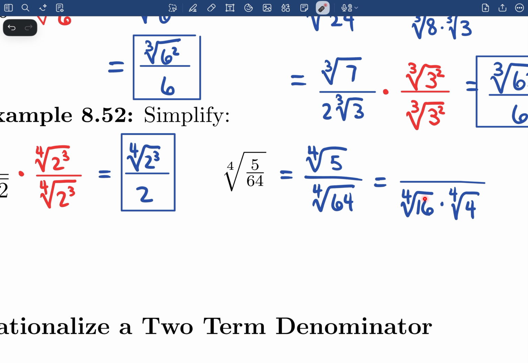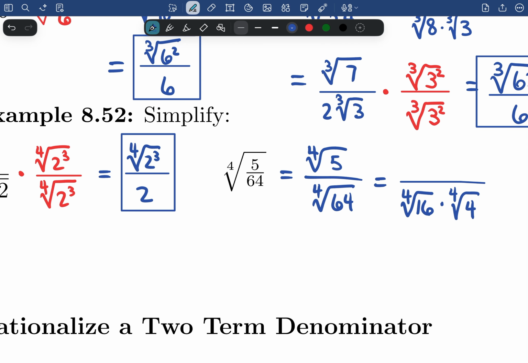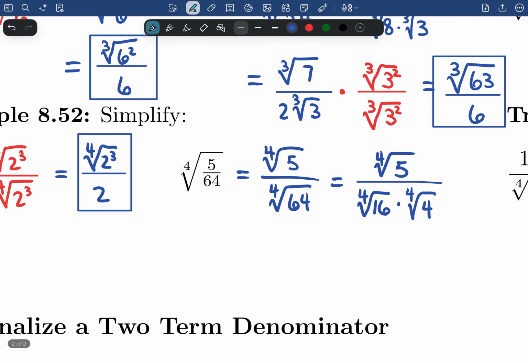So here's my perfect fourth, and here's my leftovers. Up top, I've still got the fourth root of 5. Great. And so now this simplifies. The fourth root of 16, I can rewrite it as 2. I'll do it separately. So I have the fourth root of 5 over 2 times the fourth root of 4, like that.